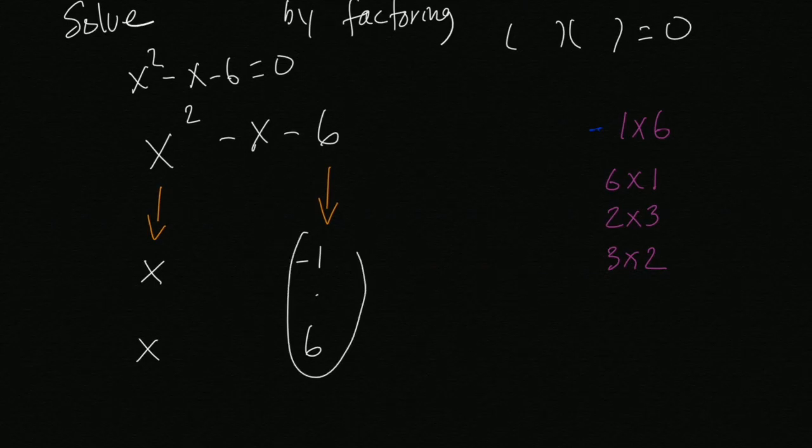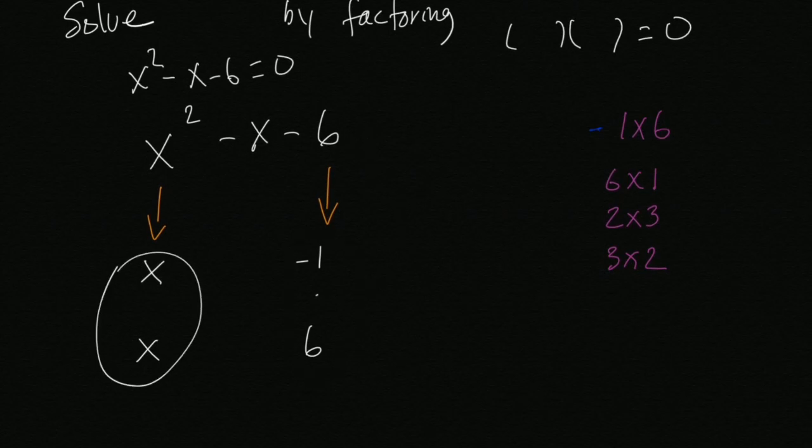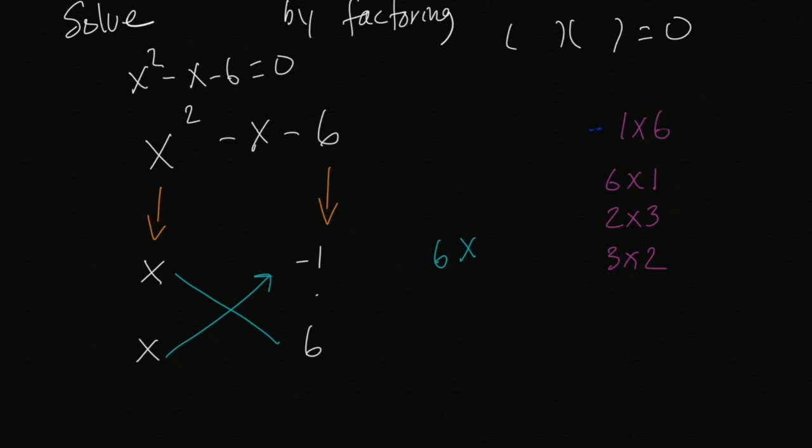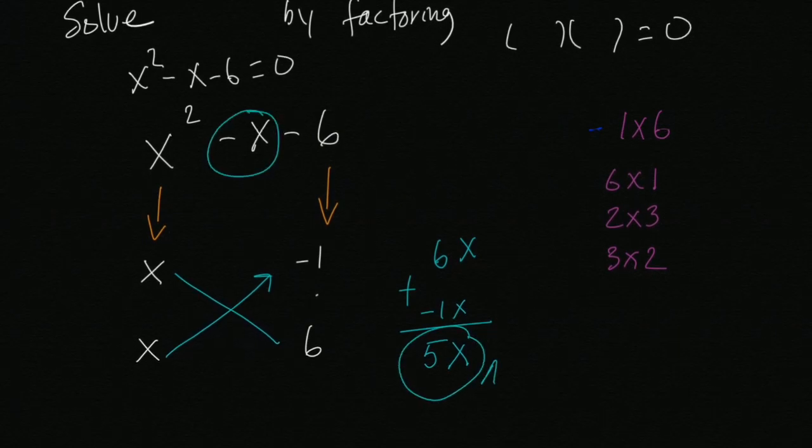Again, negative 1 times 6 gives me negative 6, the outside term, and x times x gives me x squared, which is again the outside term. And all I do is simply cross. So I go x times 6 is 6x, and x times negative 1 is negative 1x, and then I add the two results together and I get 5x. I have to ask myself, is 5x the middle term? And the answer is no. So my trial has failed, and I need to try again. I've got to go back to the drawing board.